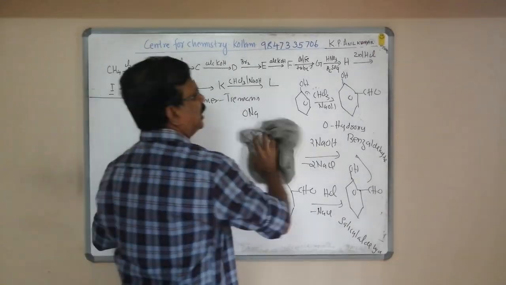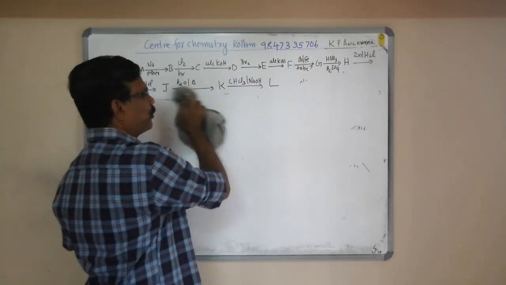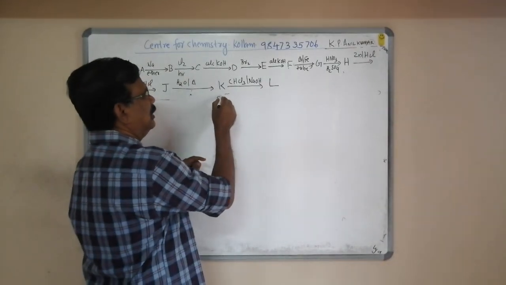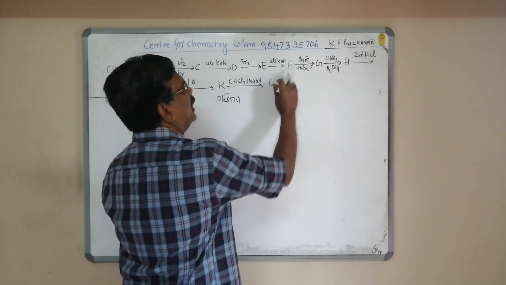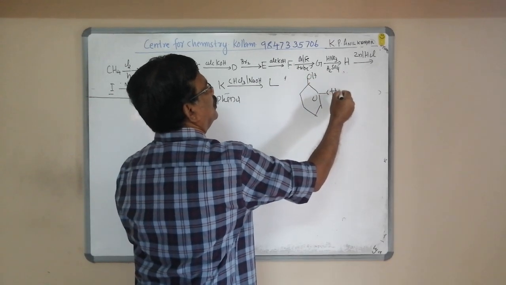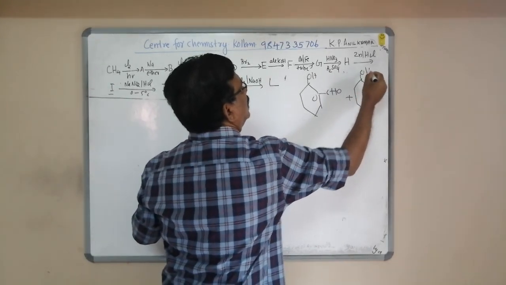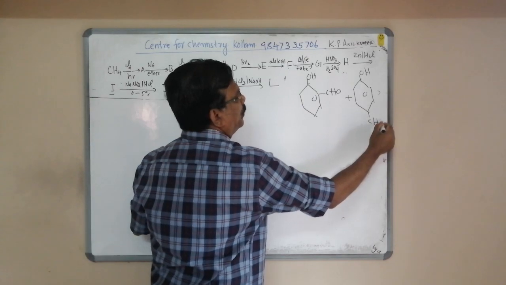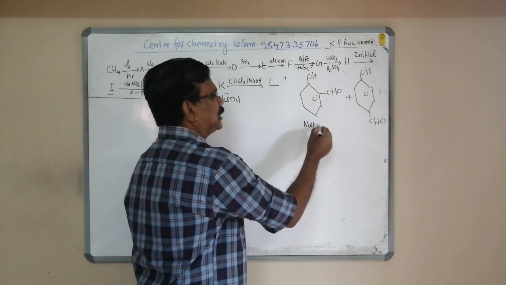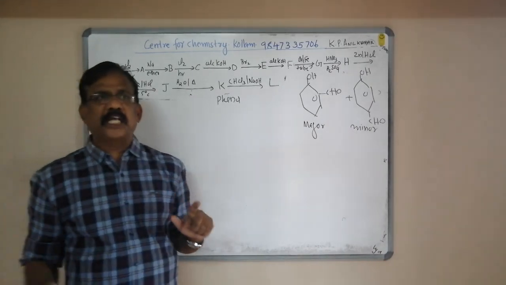This is a Reimer-Tiemann reaction, and L is the major product. We are considering only the major product. K is phenol and L is salicyl aldehyde, with OH here and CHO, and the minor product is this one. In the same way, CHO can be introduced into the para position also because phenol is ortho-para directing, and this ortho isomer is the major product and this is the minor product. This reaction is called the Reimer-Tiemann reaction.